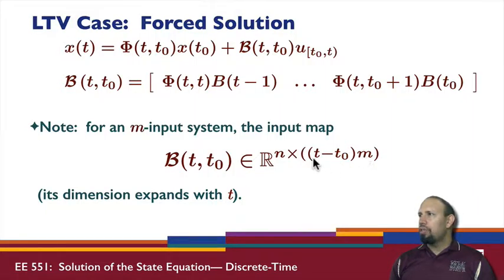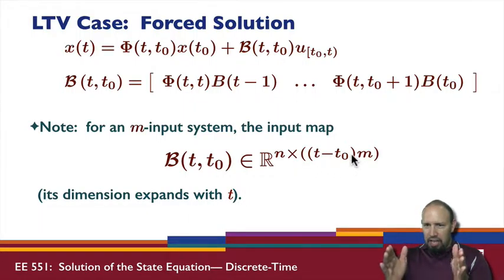That's the dimension. So what happens if t is equal to t naught? Well, that means this dimension is 0, and that means this guy just basically vanishes, goes away. So really, we only have the control map if we're looking at some time in the future, not just at the initial time. And we see that the dimension of this matrix expands with t.